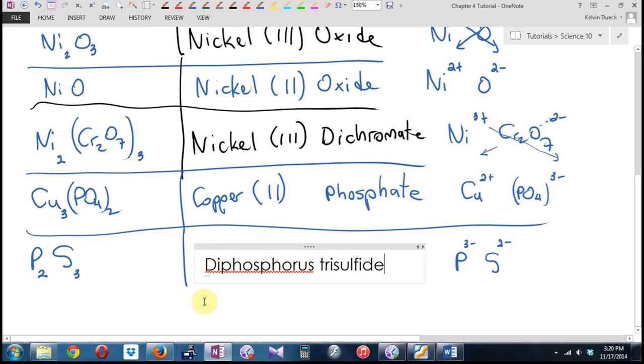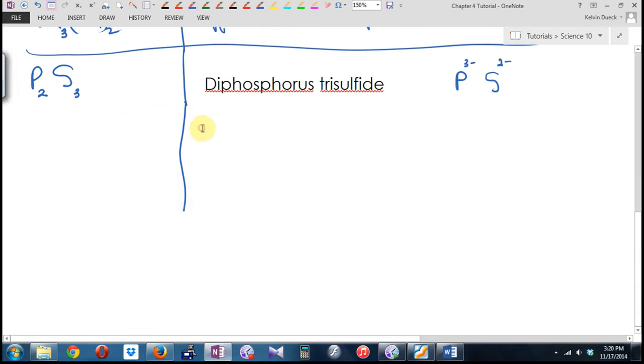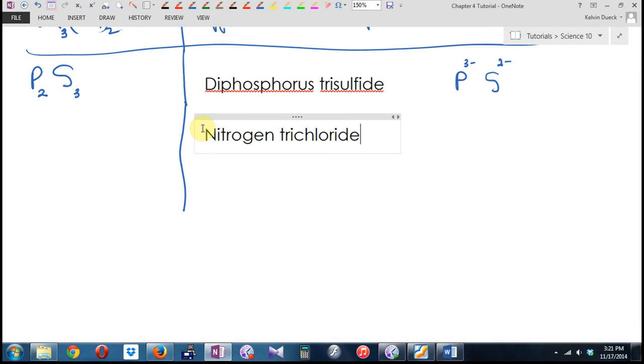So if they gave me, let's make one that works, Mr. Dueck. Let's go nitrogen trichloride. Nitrogen trichloride. Okay. Covalent or ionic, and how do I know? How do I know, even without the metal, non-metal thing? Tri, yeah, okay, covalent.